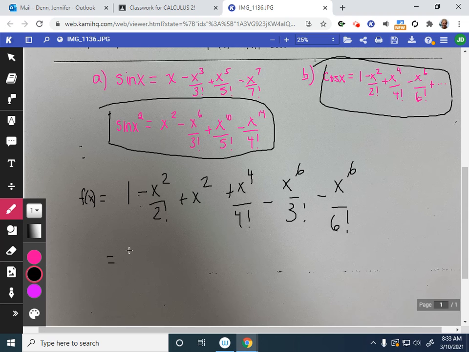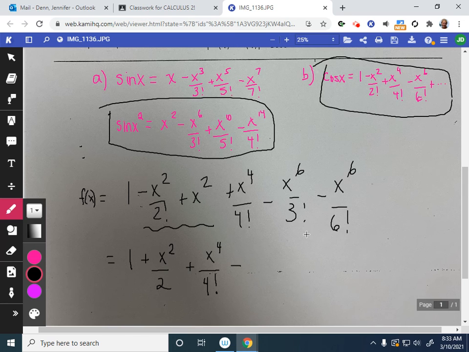So f of x is going to equal 1. Put these two together. So I have a negative 1/2 and a positive 1. So we're going to have a positive x squared over 2. Not factorial, just 2. Plus x to the fourth over 4 factorial. There's no reason I have to reduce that. They're not going to ask me for the general term, so I'm just going to leave it like this.